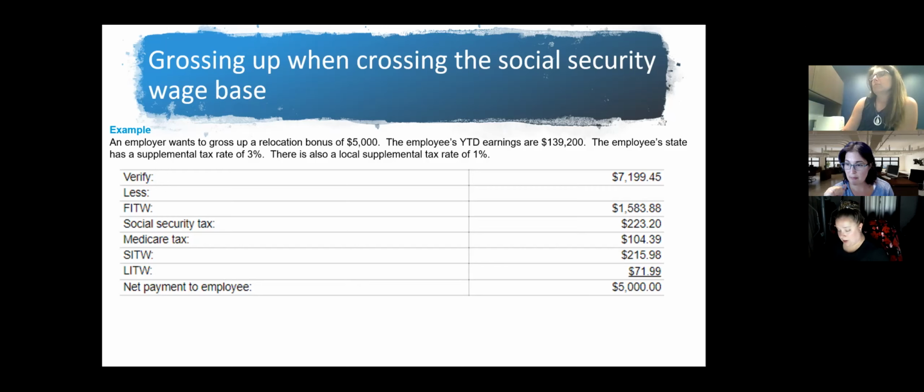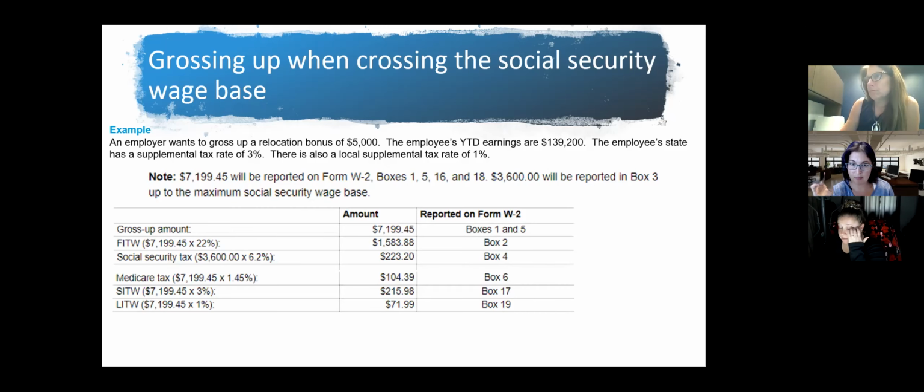One more quick thing that I wanted to point out on this one is that our answer was $7,199.45, but that amount is not going to go into every single box on your W-2 because you'd hit that Social Security wage base. So the amount that's going to go into the Social Security wages box on the W-2 is just going to be the additional $3,600 that we calculated was needing to be taxed for Social Security to hit the limit. And then the tax that was associated with that would go in box 4. So keep that in mind.